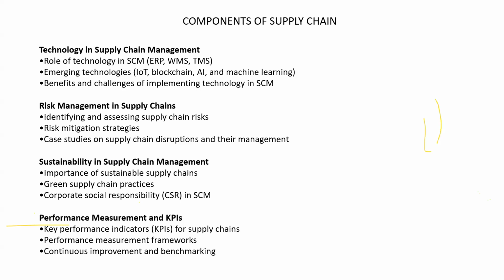Then corporate social responsibility, that is CSR, in supply chain management. So what is corporate social responsibility? Every organization has some responsibility towards its employees, its competitors, its government, its customers, and all the stakeholders related to the organization. Everyone for that matter, including the environment.